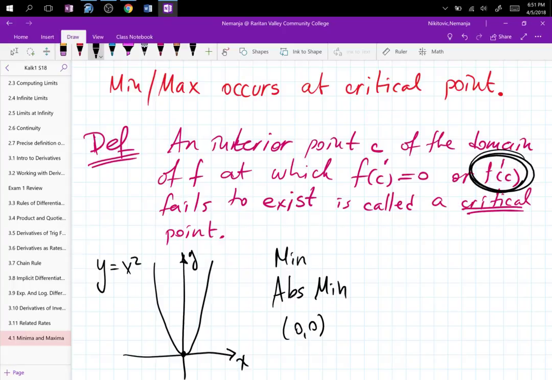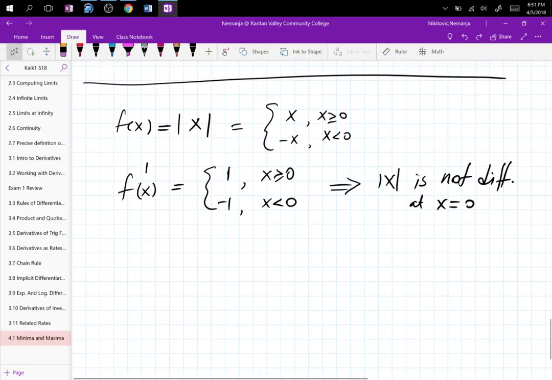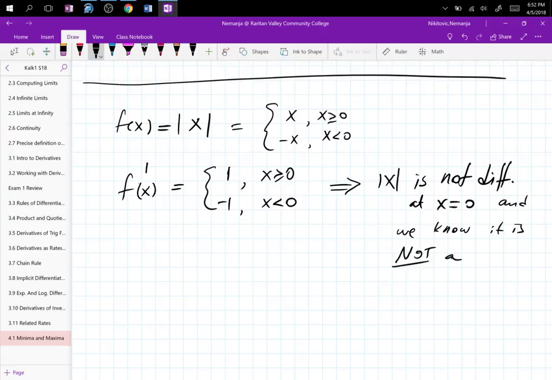You see this f prime fails to exist? It's a critical point because the derivative at that point doesn't exist. So f of x is not differentiable, and we know it's not a vertical asymptote. So the only thing it can be is the critical point at 0, 0. Now we also know that from the graph.